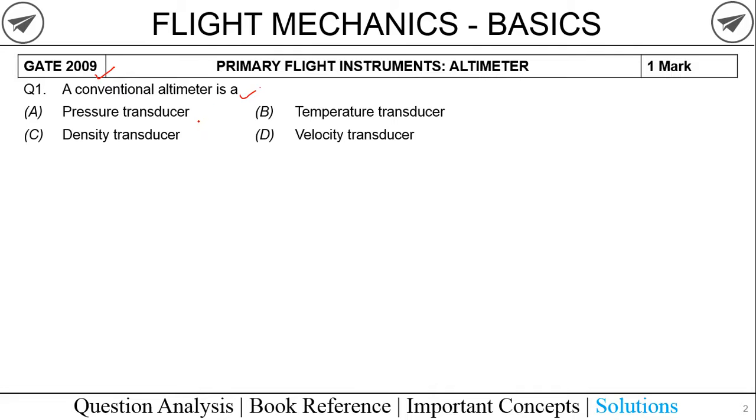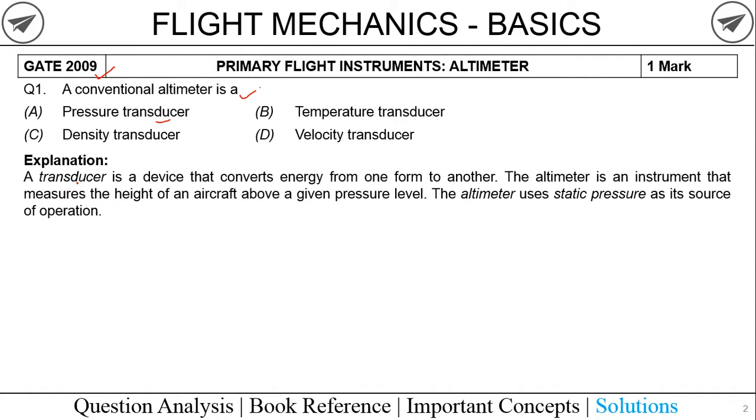Now, before answering this question, we need to know what this transducer is. A transducer is nothing but a device which converts energy from one form to another form. Taking an example, for the case of a pressure transducer, this device detects the pressure and converts the pressure energy into electrical energy or an electrical signal, which can then be read out as a reading on the instrument.